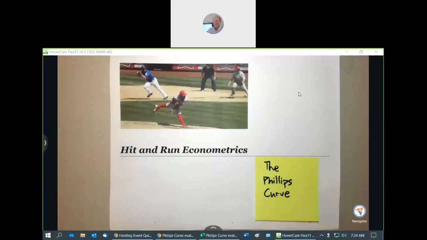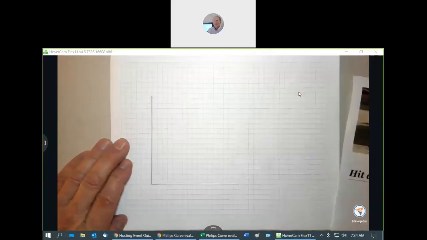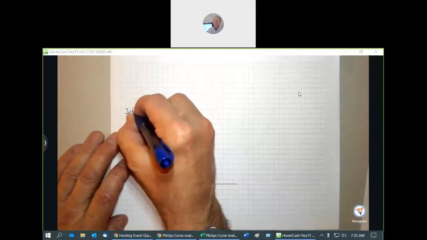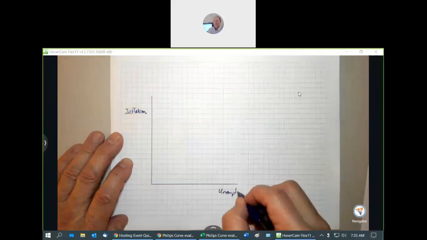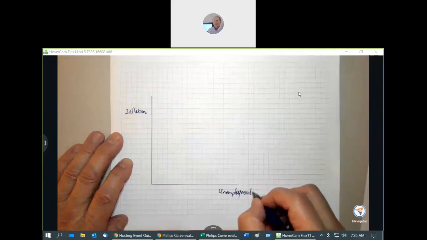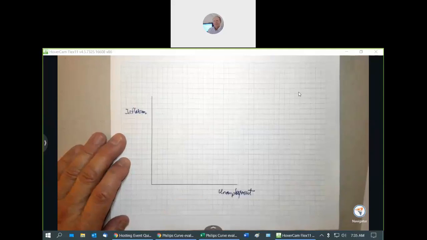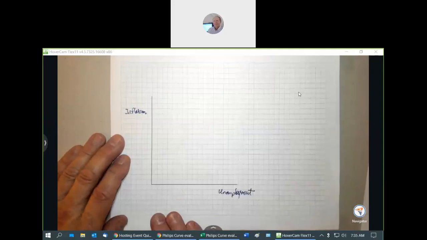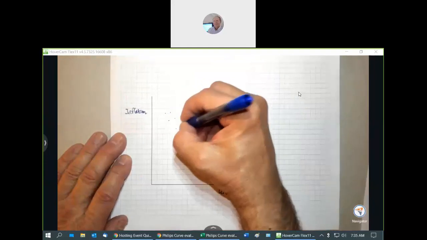This is a hit and run econometrics on the Phillips curve, a famous curve in macroeconomic history. Policymakers have long wanted to know what is the relationship between inflation and unemployment, two of the big macro problems that every society might have to face. And A.W. Phillips, an economist who was actually from New Zealand, I believe it was, and did his most important work in Britain, had a look at the relationship between inflation and unemployment.